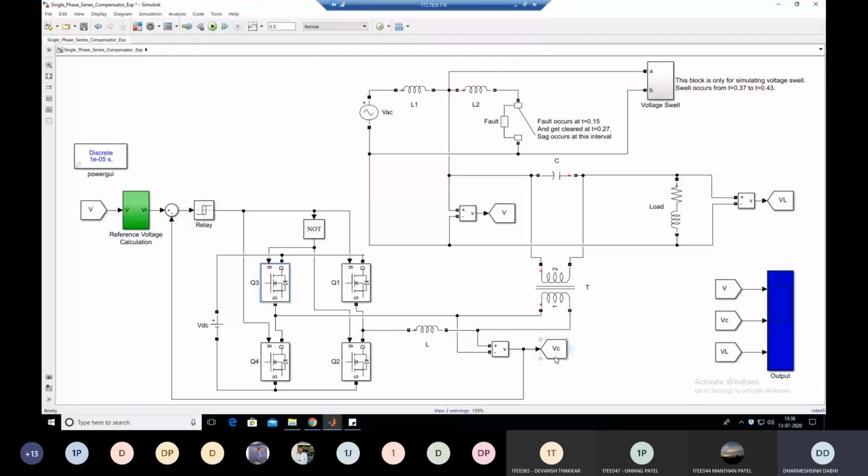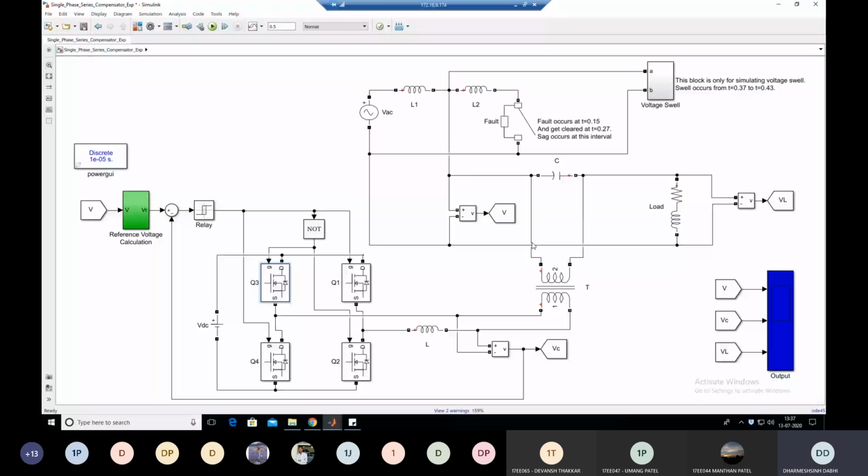So that we have measured here in the second input into the scope. And the third one is VL. This is nothing but the load voltage. So first, again I repeat, V is nothing but the system voltage, which is measured here. VC is the compensating voltage, which is nothing but the output of this converter. And VL is nothing but the load voltage. So this load voltage is nothing but the voltage you get after the compensation provided by this DVR.